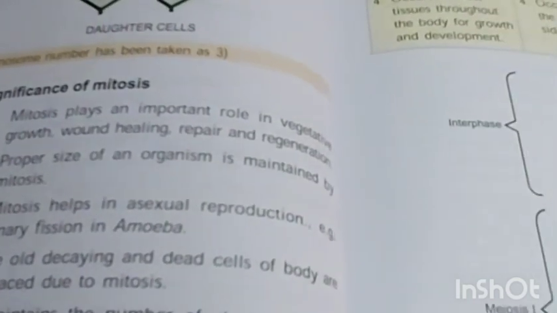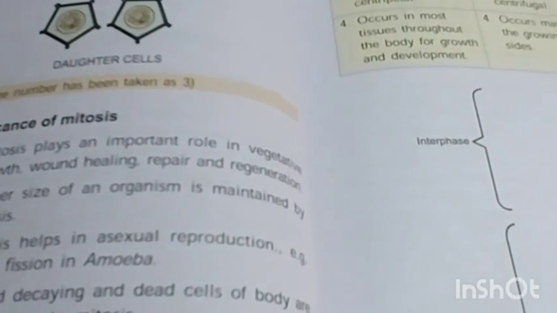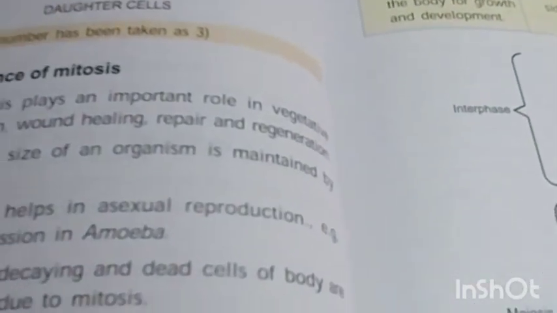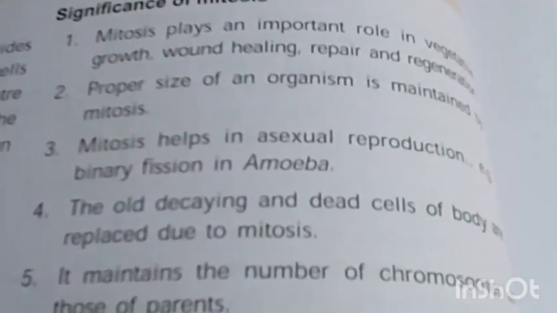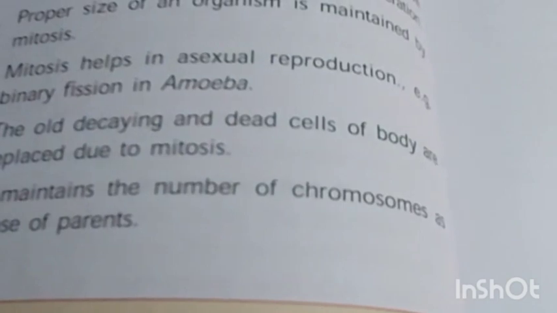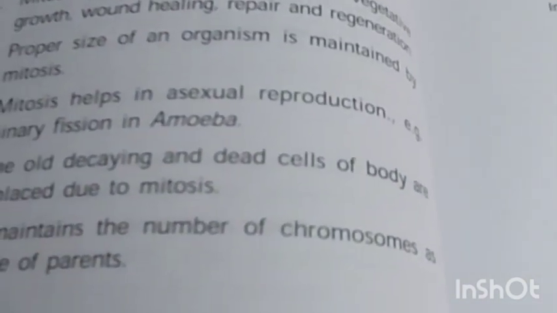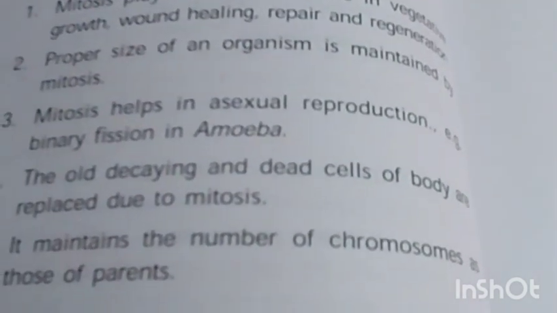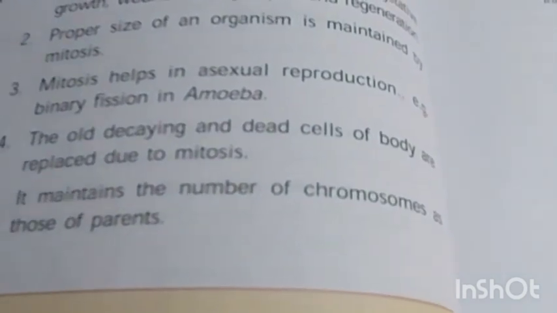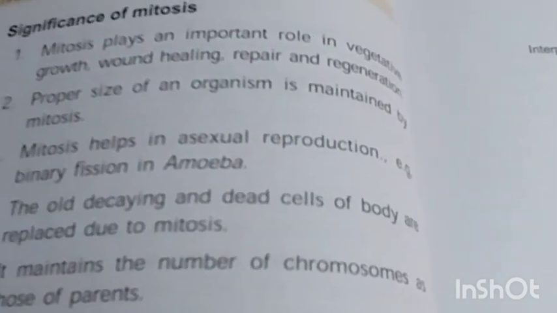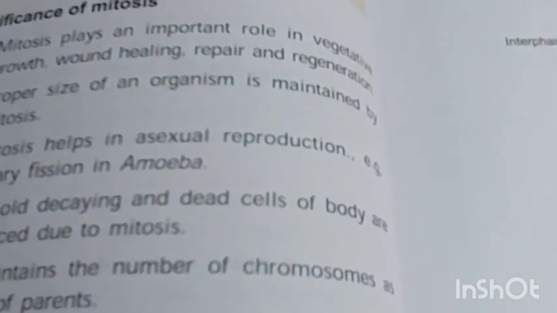As I have discussed, cell division is of two types, that is mitosis and meiosis. You can ask me one question: where does mitosis occur? Basically, mitosis occurs in each and every body cell. Body cells are also known as somatic cells.